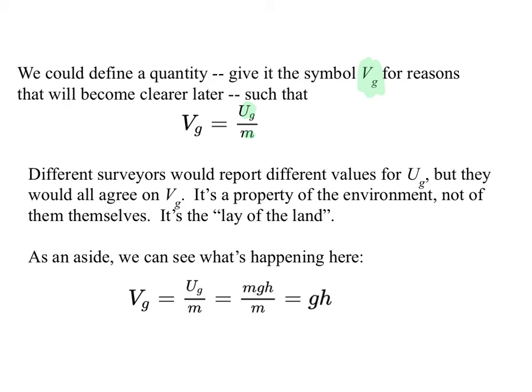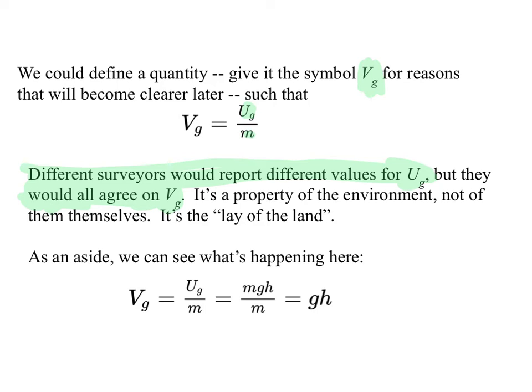And the key thing is that different surveyors would report different U sub g's, right? Because their energies would all be different. But they would all agree on V sub g. They would all be the same. That's a property. Whatever this V sub g is, it's a property of the environment, not of the individual surveyor. It's the lay of the land.